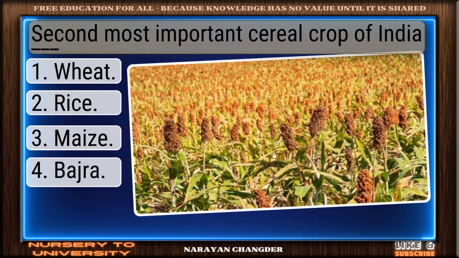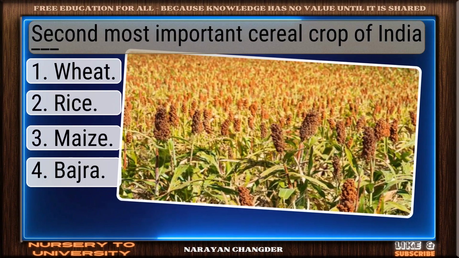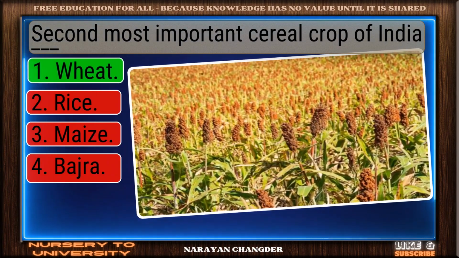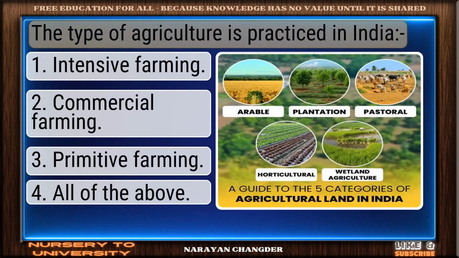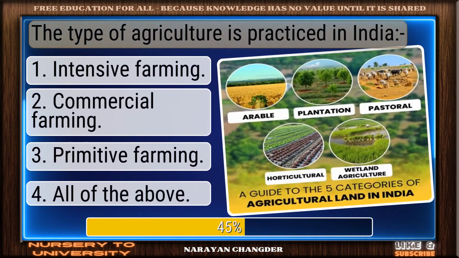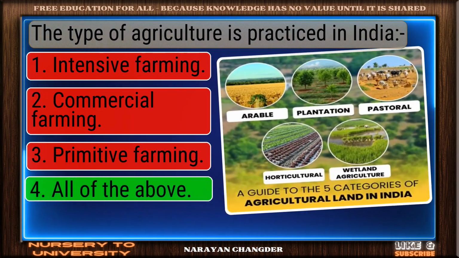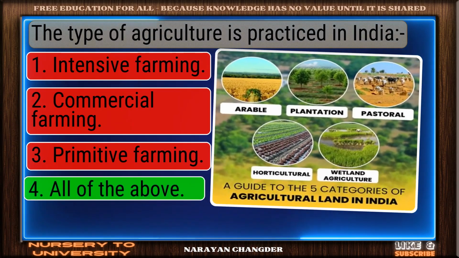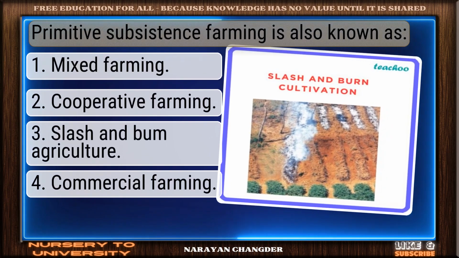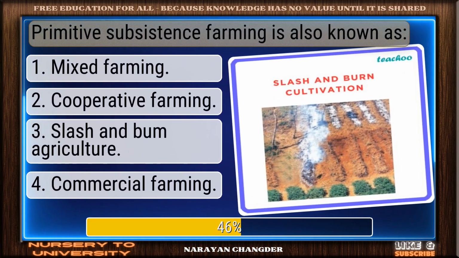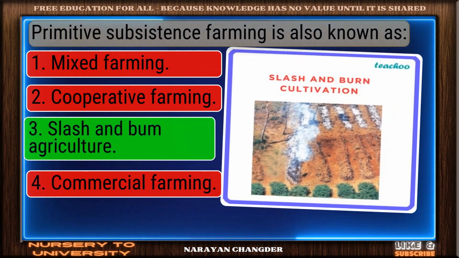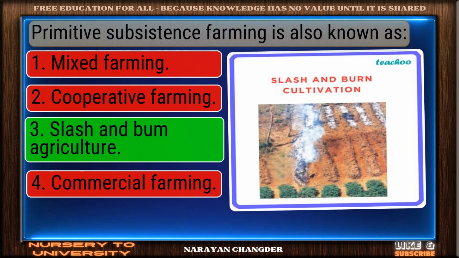Second most important cereal crop of India, dash. You're right. Wheat is correct. The type of agriculture is practiced in India. Good job. All of the above works well. Primitive subsistence farming is also known as. Clear logic. Slash and burn agriculture is sound.